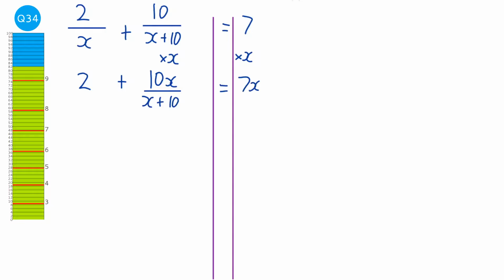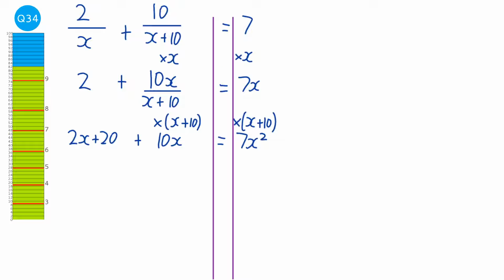Next, we're going to get rid of the second fraction's denominator. So we're going to times by brackets x plus 10, both sides. Okay, so 2 times x plus 10 is just going to be 2 brackets x plus 10, but I can actually just expand it now. 2x plus 20. Then it's going to be 10x, because the times x plus 10 just gets rid of the denominator. And then here, let's try and expand this as we go. And so we do 7x times x, which is 7x squared, and 7x times 10, which is just 70x.